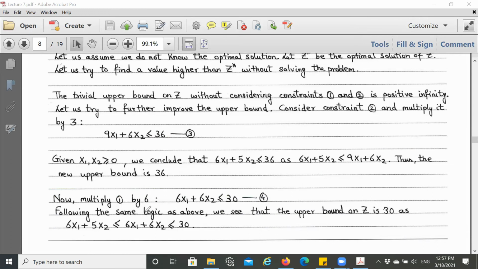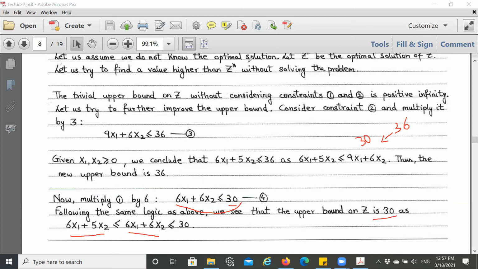Now multiply the first constraint by 6. And by doing that, I would get this. Right? Now, obviously, again, the objective function would be lesser than the left-hand side, and therefore this is also bounded by 30. So now I have reduced 36 further to 30. So I'm trying to make a tighter upper bound. Do you understand what I'm trying to do using the constraints?